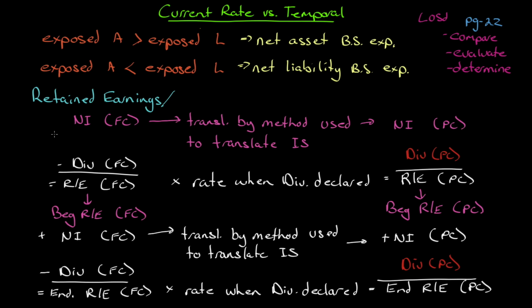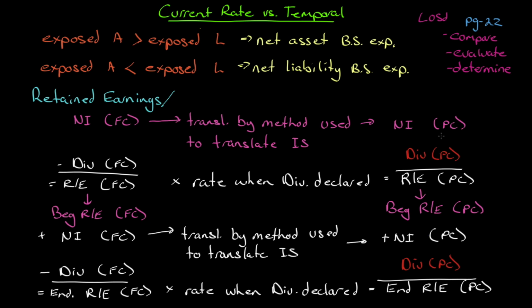So in the first year, our retained earnings is zero, obviously. We'll have net income minus our dividend gives us a retained earnings at the end of the year, which becomes our retained earnings at the beginning of the next year. To that, we add net income minus our dividends. That gives us retained earnings at the end of year 2. That's fairly straightforward, right? Well, how do we translate all that?